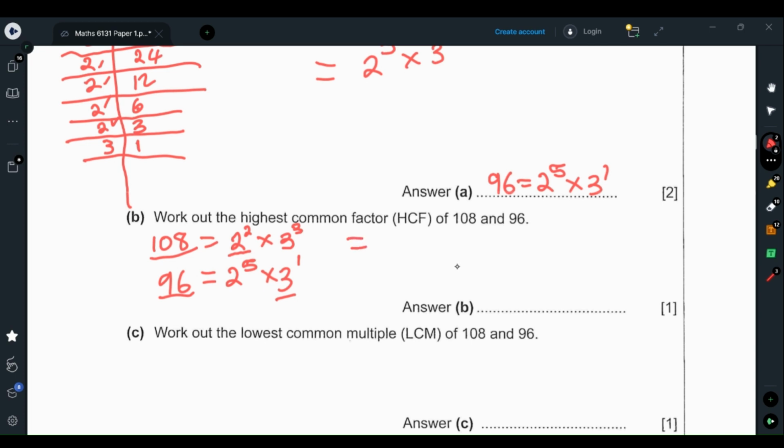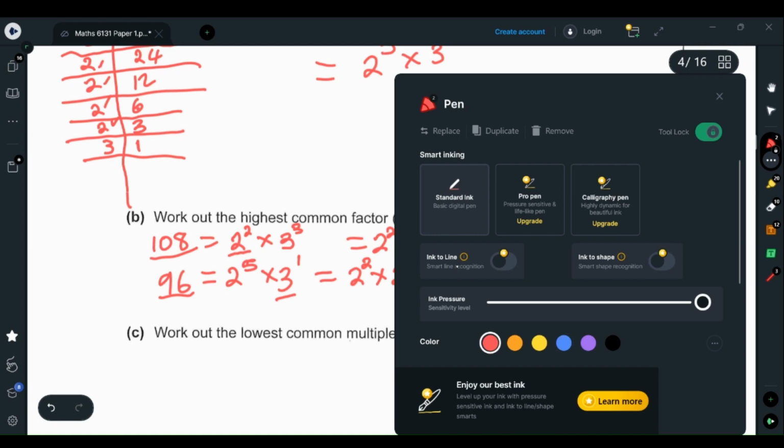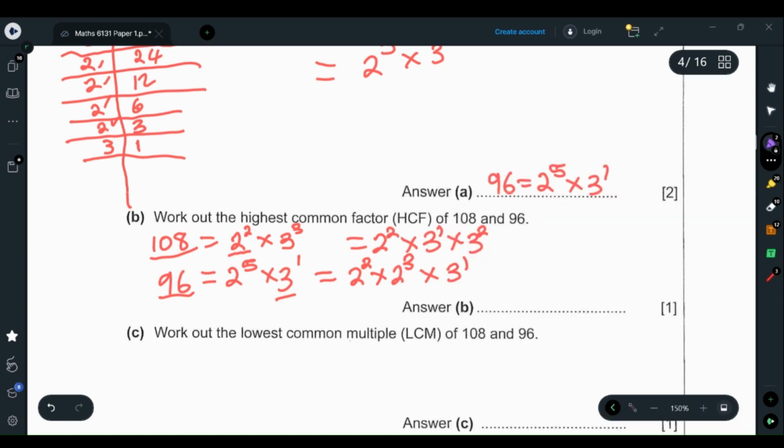So we can rewrite this as 2 to the power 2 times 3 to the power 1 times 3 to the power 2. I have not changed anything. And rewrite 96 as, well, 2 to the power 5 can be written as 2 to the power 2 times 2 to the power 5 minus 2. This should now be 3 times 3 to the power 1. Now look at this. Look at the magic.